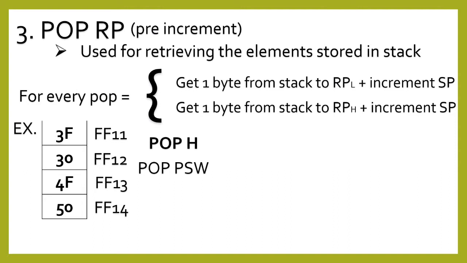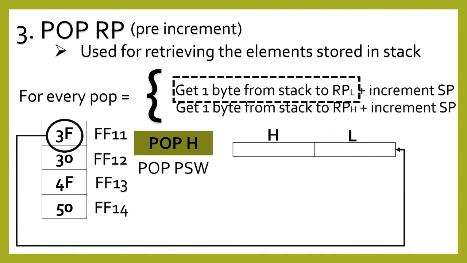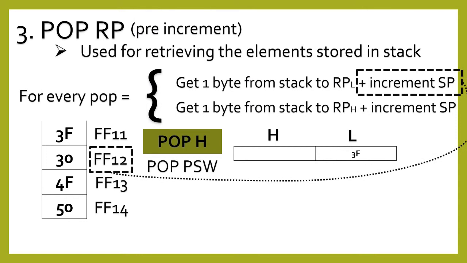For example, we have a stack and we're executing the POP H operation. We have the register pair HL. In L we can store the lower order byte, and in H we can store the higher order byte. We need to get 1 byte. 1 byte is equal to 8 bits. That means 3F will be copied to the lower order register. And the POP H operation is not yet completed because we didn't retrieve the higher order byte.